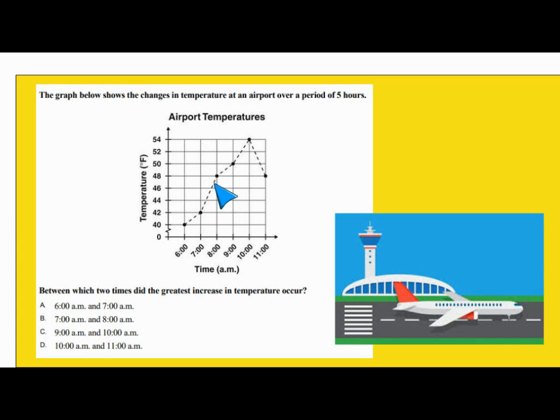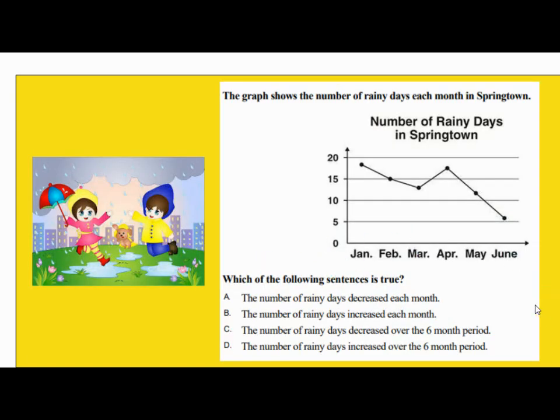C is 9 a.m. to 10 a.m. We are moving from 50 degrees to 54 degrees. That is only a 4-degree temperature increase. So the greatest increase was what we saw with this longer, steeper line. Answer would be B.